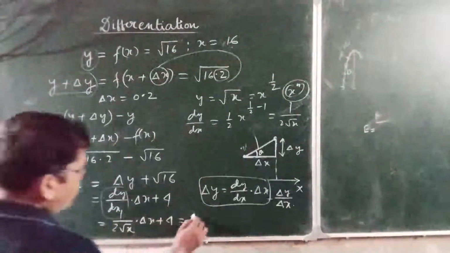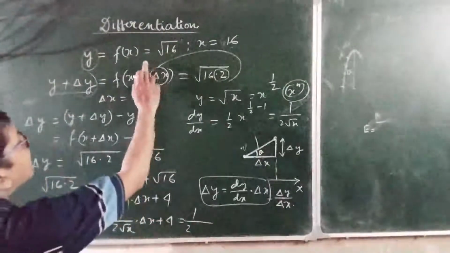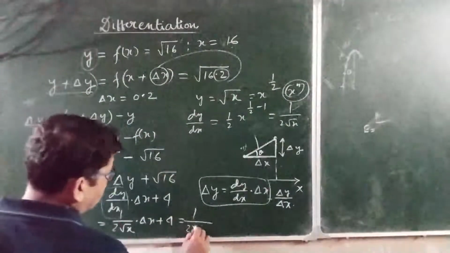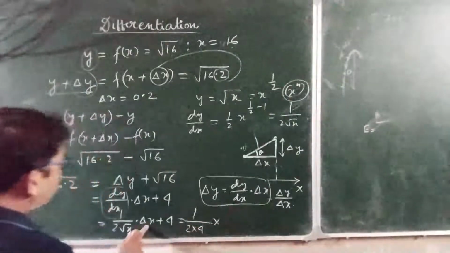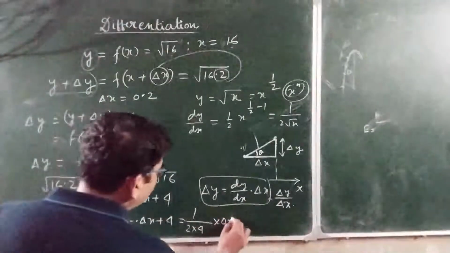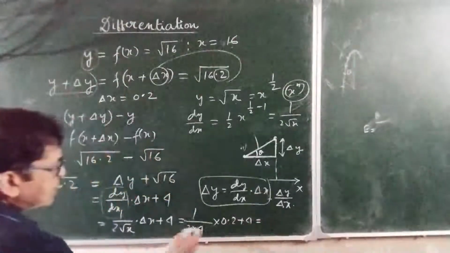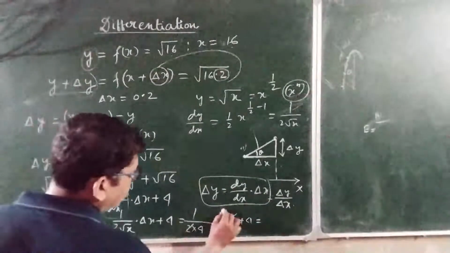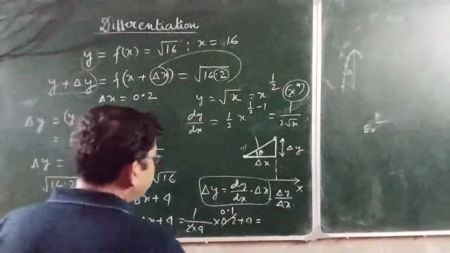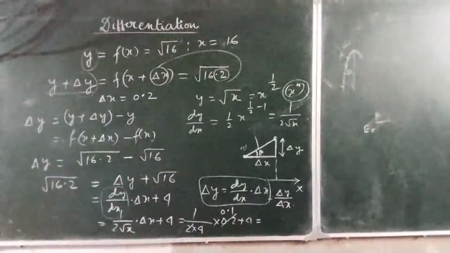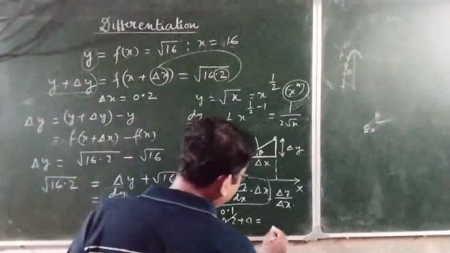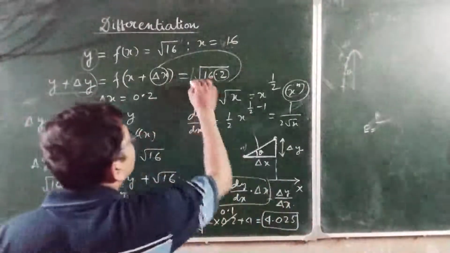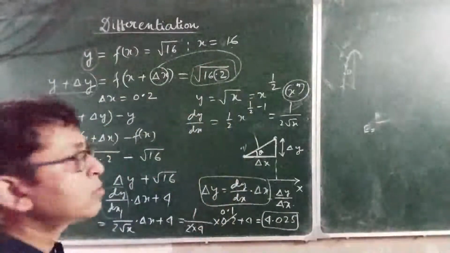That means 1 by 2√x, and √x means 4, into del x. What is del x? 0.2, plus 4. That means when it is cancelled out, this will be 0.1 upon 4, so 1 upon 40. 1 upon 40 means almost 0.025. So 4.025. So we can calculate the square root of this number, which cannot be performed normally.